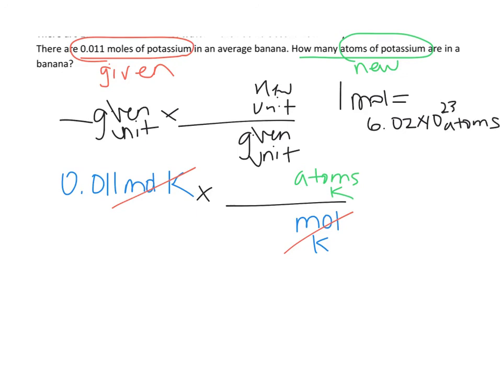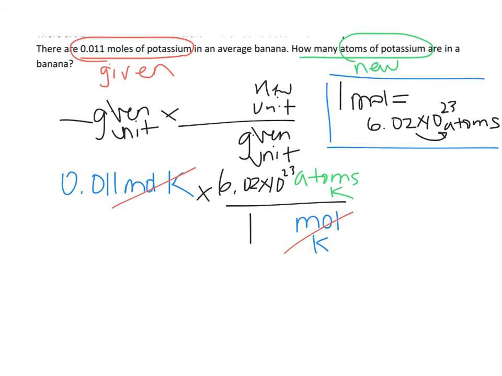Now if it asked how many grams, then we would use the other mole conversion, which is 1 mole equals however many grams are found on the periodic table. But in this case, we are doing atoms. So in this conversion factor, remember the unit and numbers stick together. So the 1 goes on the bottom with moles, and the top gets 6.02 times 10 to the 23rd, because that's what's sticking with atoms in our conversion factor.